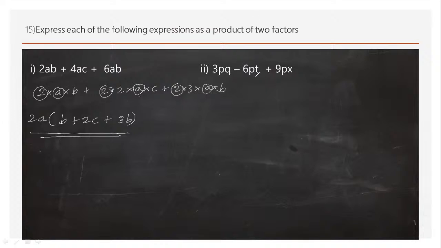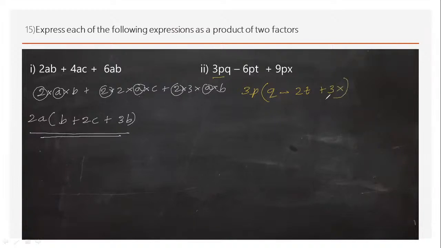3pq minus 6pt plus 9px. Really 3p is common. 3p here, here also 3p, here also 3p. Take it out. Then divide 3pq by 3p, then q remaining. Minus 6pt divided by 3p, 2t remaining. 9px divided by 3p, 3x remaining.